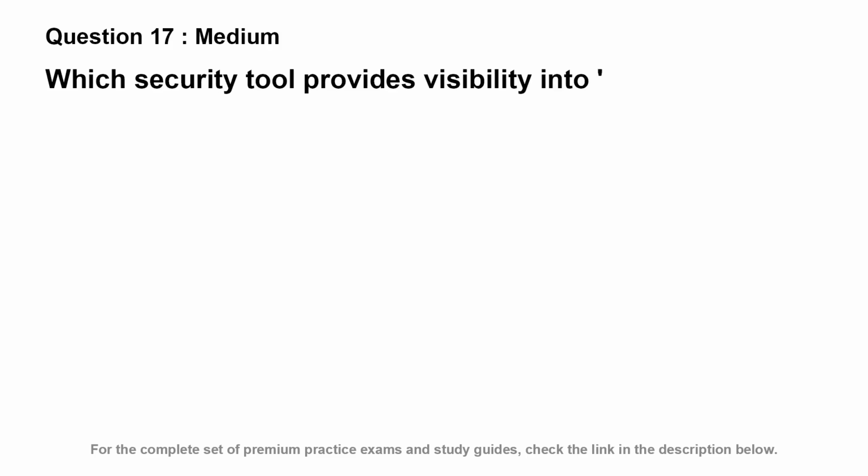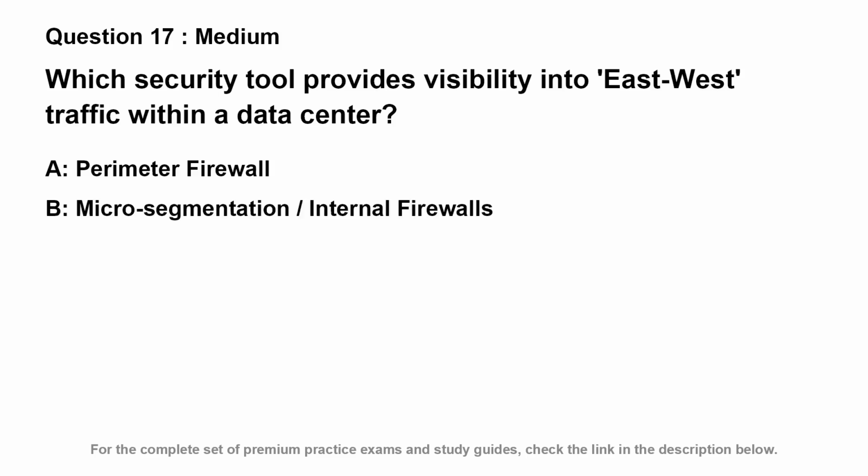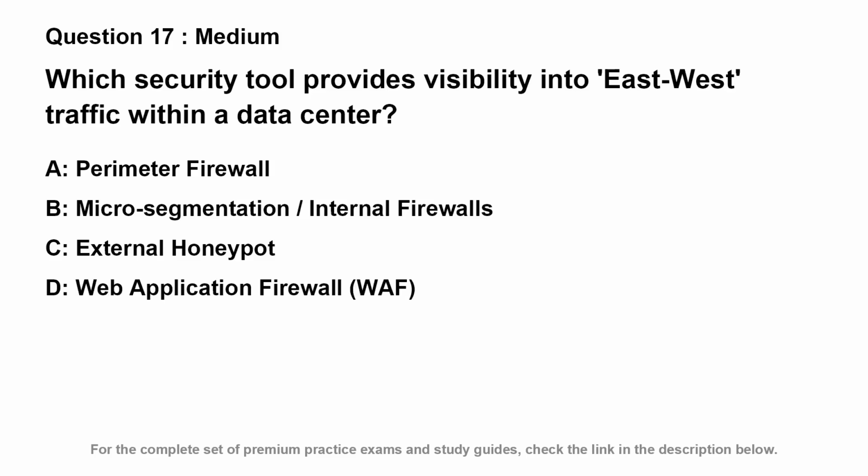Which security tool provides visibility into east-west traffic within a data center? Option A, perimeter firewall. Option B, microsegmentation/internal firewalls. Option C, external honeypot. Option D, Web Application Firewall, WAF.